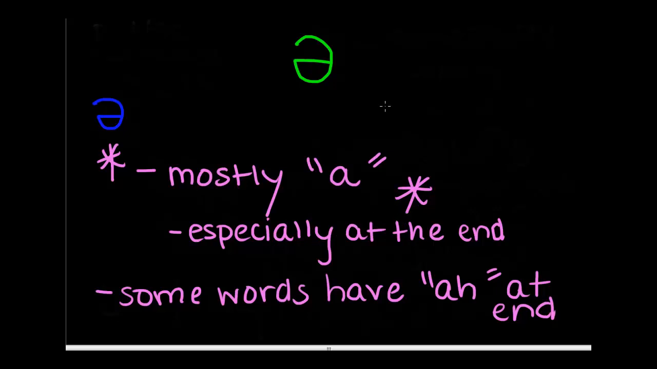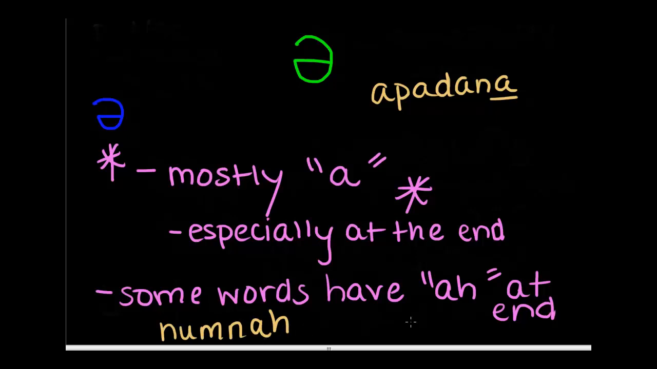So an example is apadana. There's an A right there. At the end especially, see the schwa. Some words with AH, such as numna. N-U-M, N-A-H. Also Purda. Purda is spelled two ways, P-U-R-D-A-H and P-A-R-D-A-H. But anyways, the A-H at the end is the sound, okay? And like I said, the other words you kind of have to know.